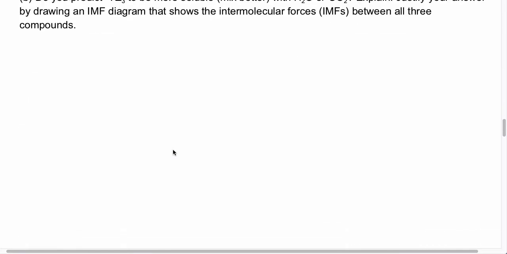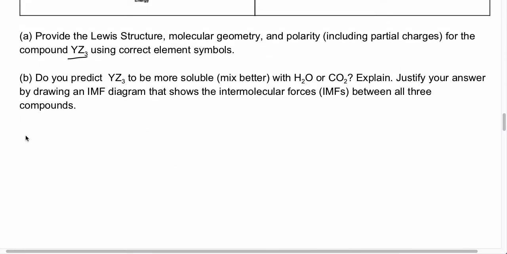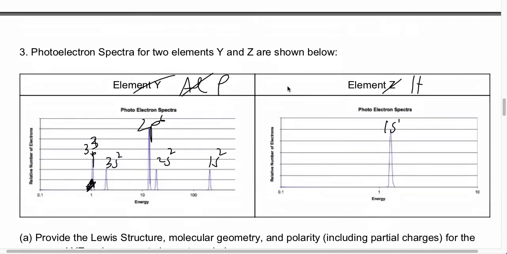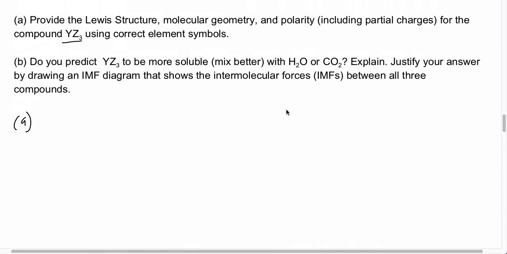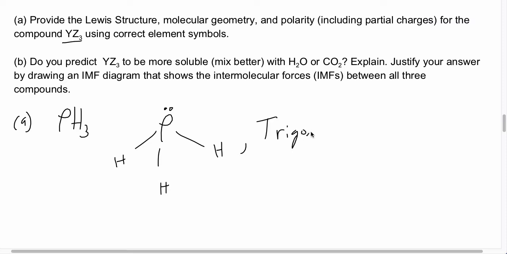Okay, so let's do A. Provide the Lewis structure, molecular geometry, including all partial charges, for YZ3. So PH3. So when you do PH3, that's going to look like this. When you do want minus have, the molecular geometry for this is going to be trigonal pyramidal. Remember, the shape for this has 2 in the plane of the board and 1 going out, or we could do it going back if we like.